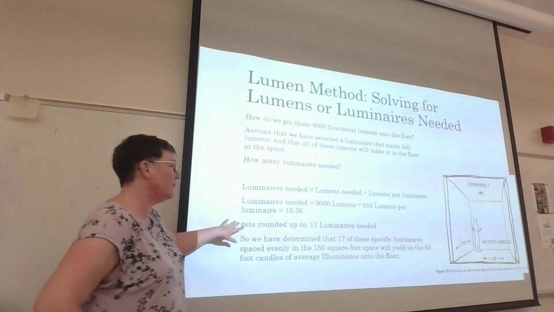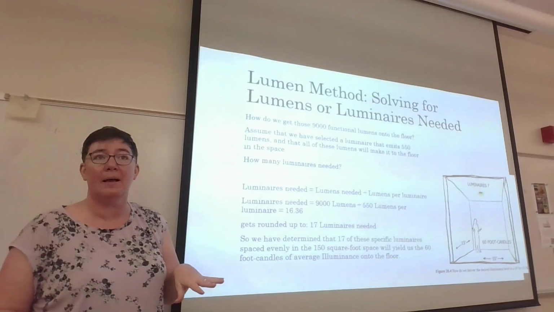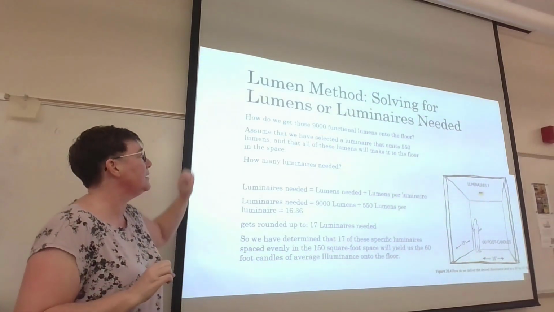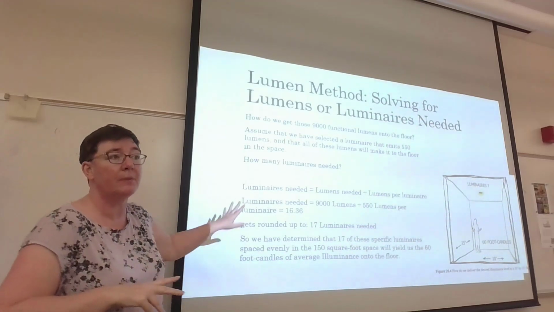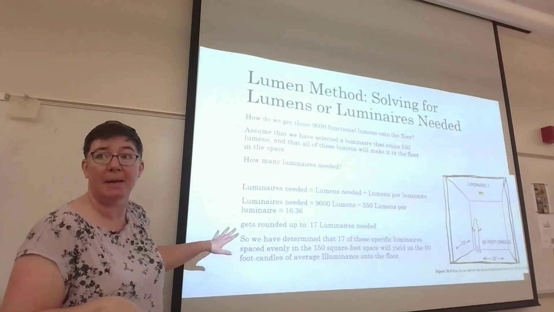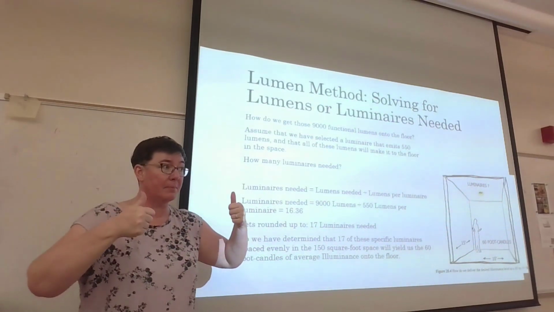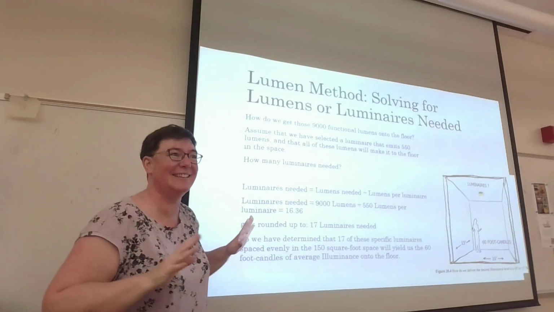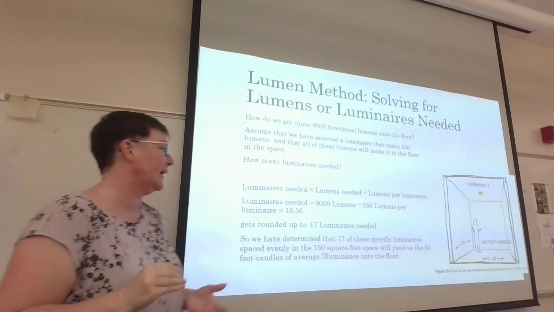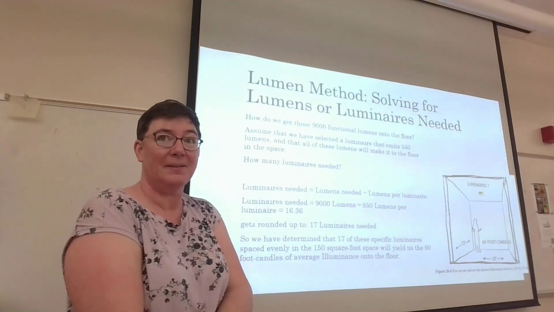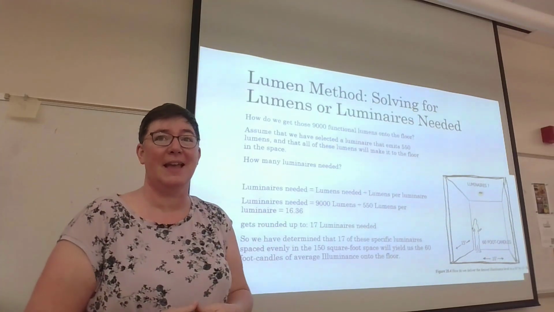So go ahead and round that up to 17, or depending on how solid you are with that 60 foot candles, if you're okay with 58 or something, you could round down too. As the designer, you get to pick. For my quiz questions, round up. So we've determined we need 17 of those specific luminaires in a 150 square foot space to give us that 60 foot candles.